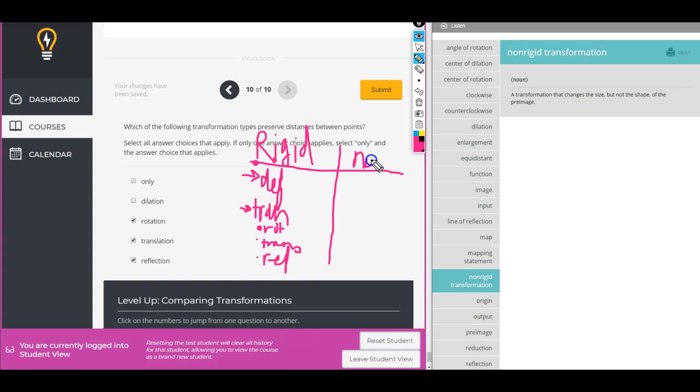Then on this side I'd have non-rigid, I'd have what the definition is, and then I'd have what kind of transformation it is, or there are, and it is dilation so far. So that's how I would write out what the transformations are in just a quick little T-chart.